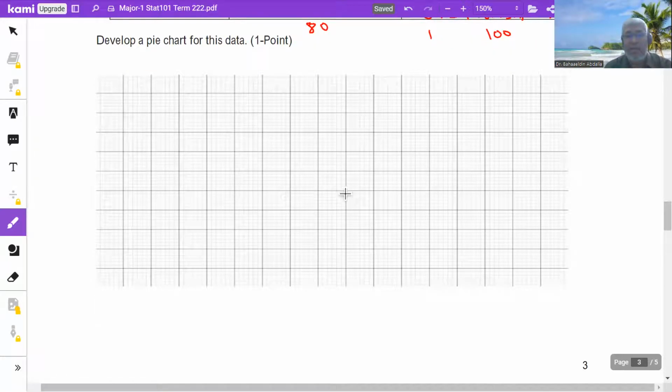I can sketch, of course, a pie or a circle. If I say that this is the center, okay, and I can go 4 everywhere, to the right, to the left, okay. And I draw the circle.